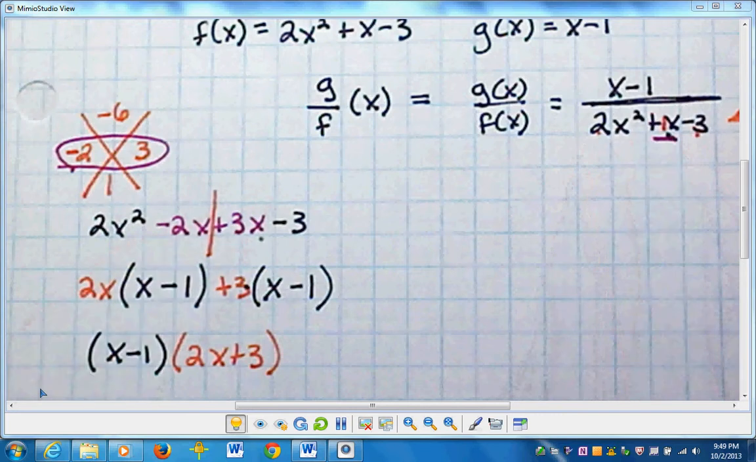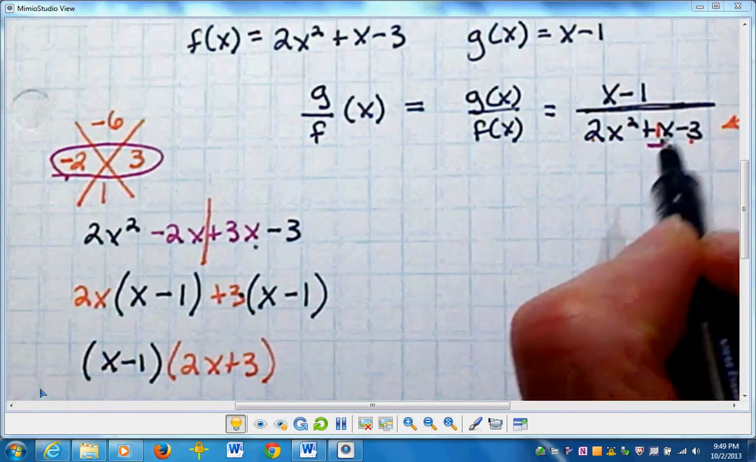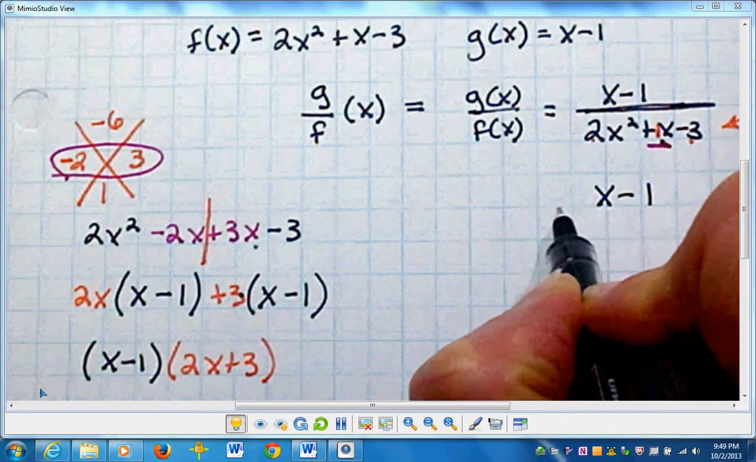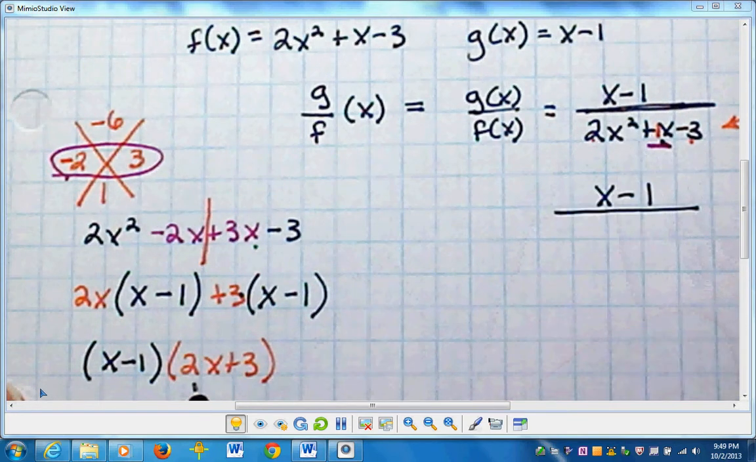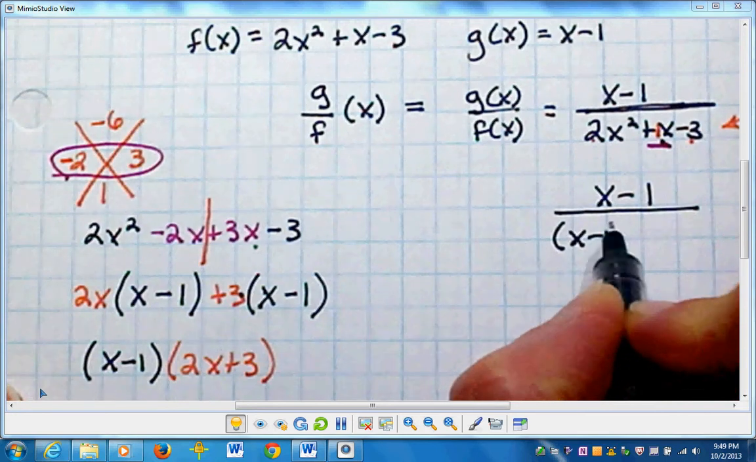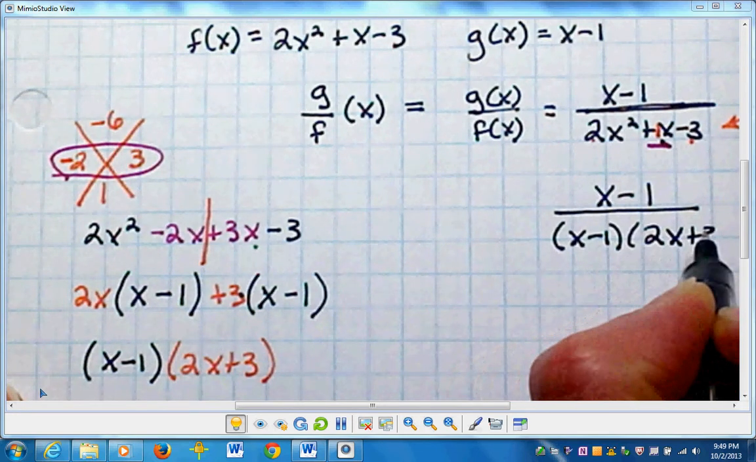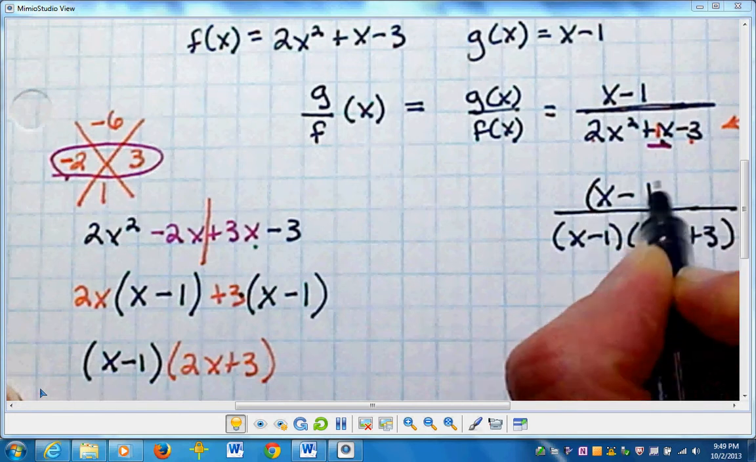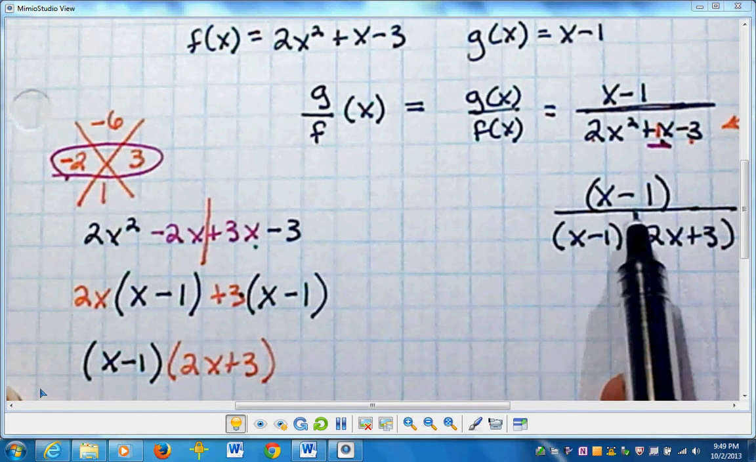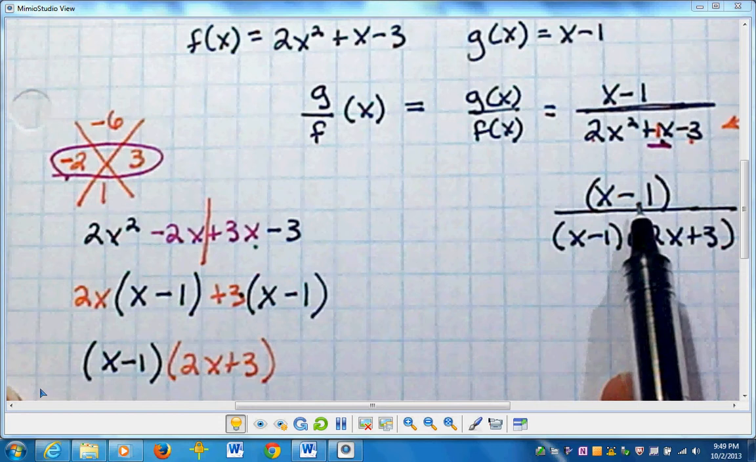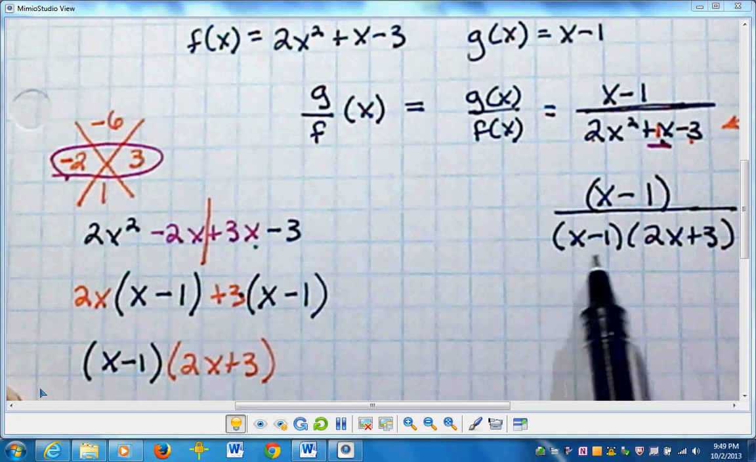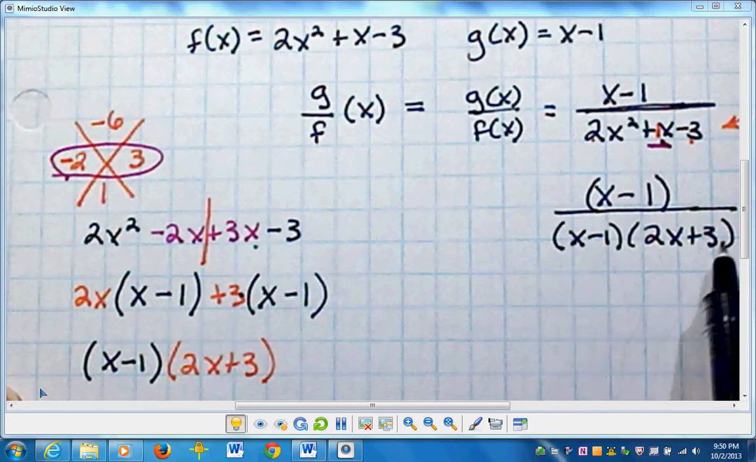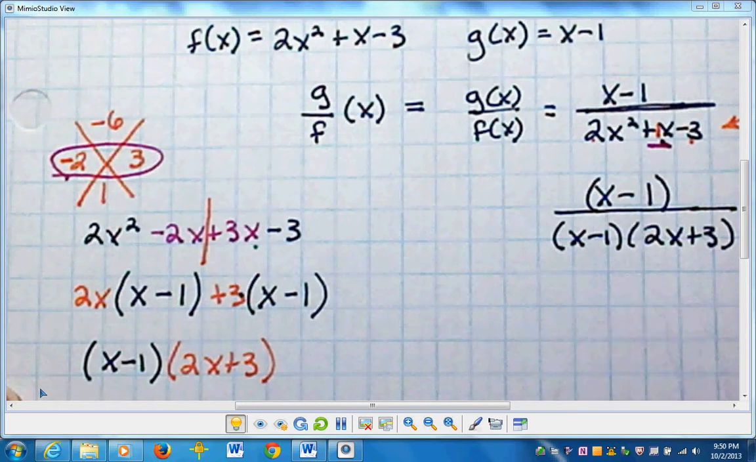So now what I can do is copy my numerator, which is x minus 1, divided by my denominator, which I've factored to be x minus 1 times 2x plus 3. Now, I intentionally put that numerator in parentheses because that's one number in the numerator. I have two numbers here in the denominator. I have the number x minus 1 and the number 2x plus 3. They're in parentheses to say that that's one number.